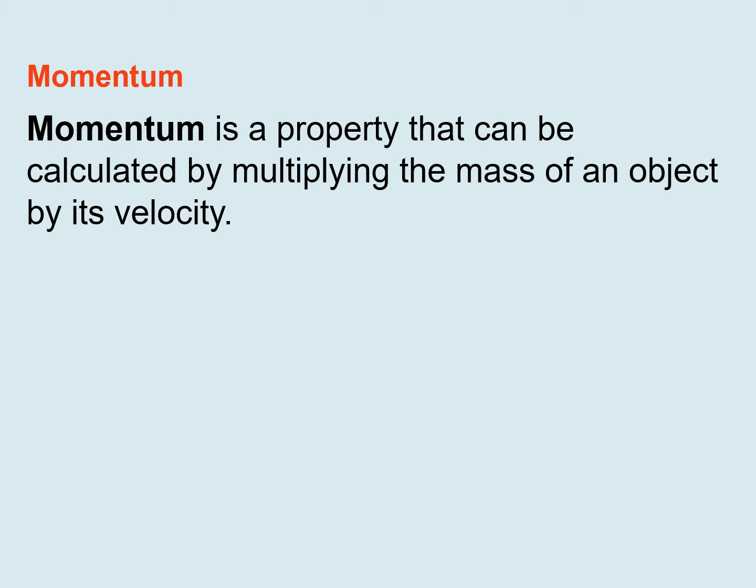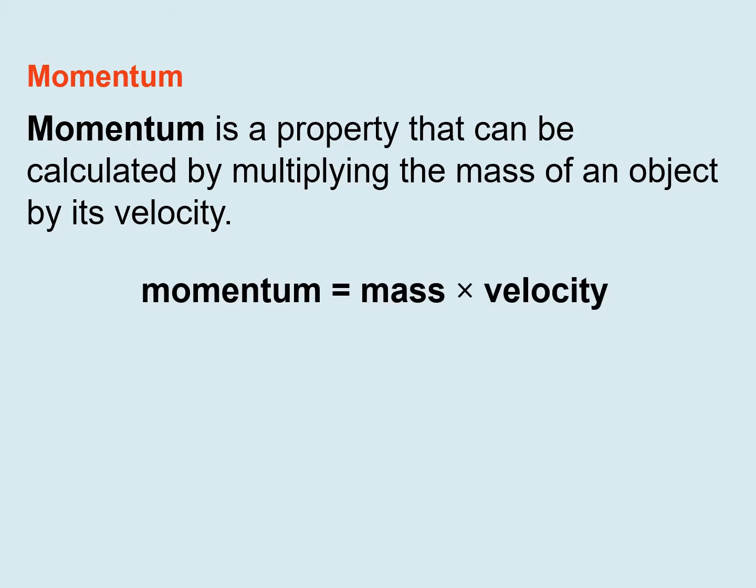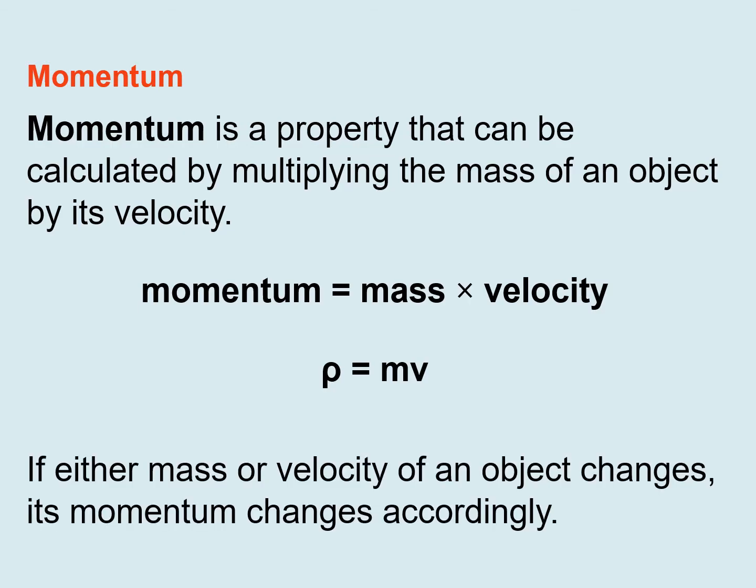In our last episode, I told you about momentum. Momentum is a property that every moving object has. It is calculated by multiplying the mass of the object by its velocity. So there's an equation for momentum, mass times velocity, or we can use symbols. We use a lowercase p for momentum. If either the mass or the velocity changes, then momentum changes accordingly. And we're going to look at momentum changes today and another property that momentum has.